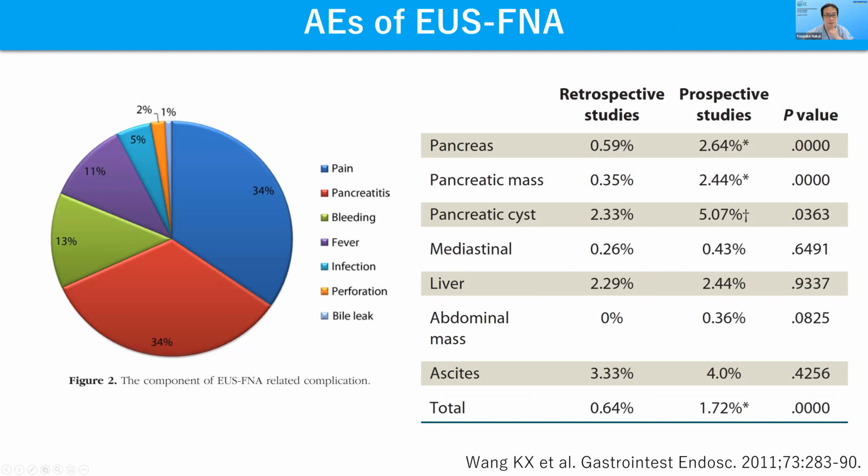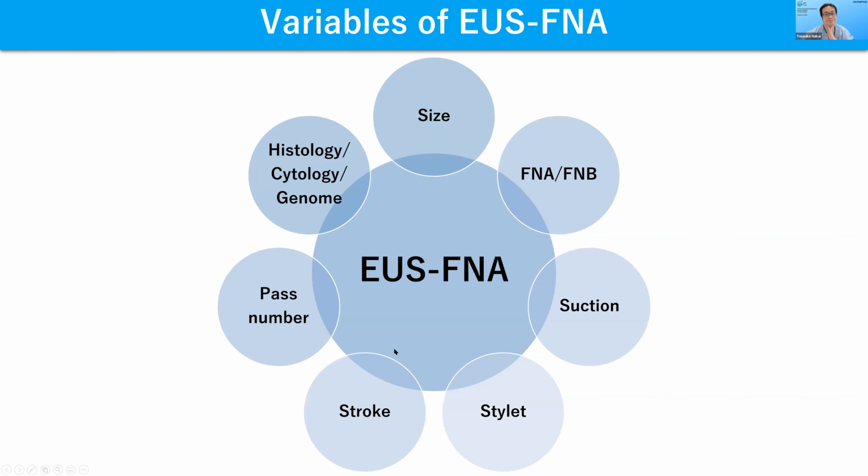This is the adverse event of EUS-FNA. You can see in the prospective studies, for pancreatic lesions, it's about 2%. If you puncture a cyst, it's about 5%. And most of the complications are just pain, pancreatitis, or bleeding. We have to consider these complications.